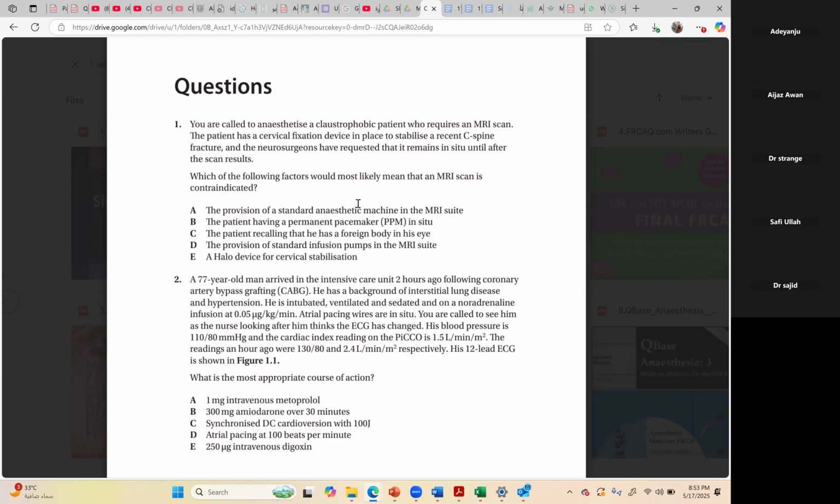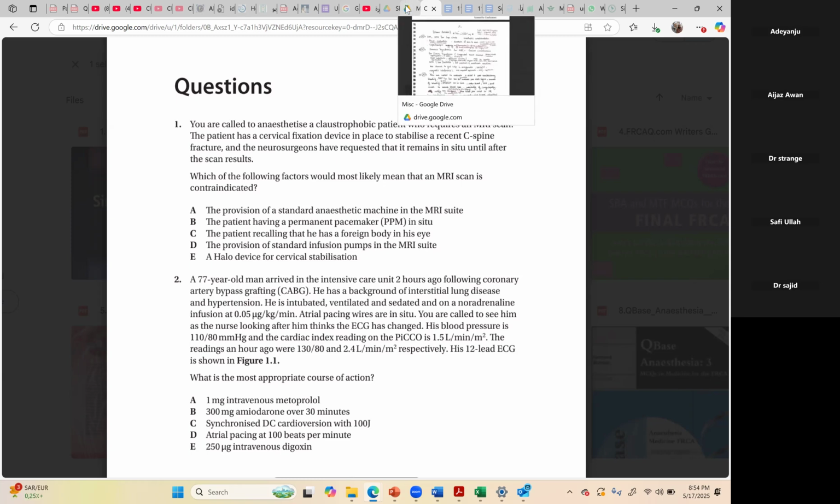Now what they are saying: which of the following factors would most likely mean that an MRI scan is contraindicated? So they are asking about absolute contraindications of MRI. You can Google and see what the absolute contraindications for MRI are, and make a list. You will find a number of conditions in which an MRI scan is contraindicated. Because Safullah, you are here, I will give you a chance. What do you think the absolute contraindications of MRI are, before we go to the answer to this question?